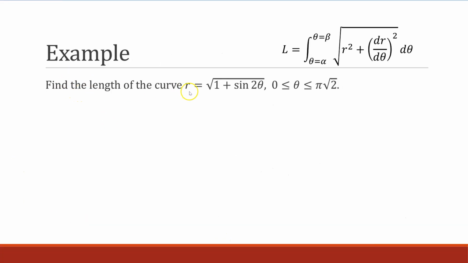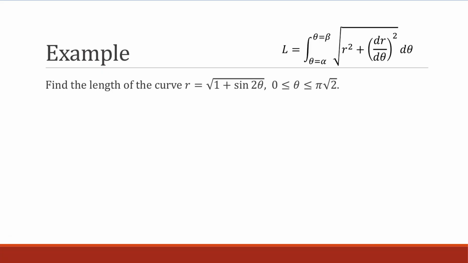Let's find the length of the curve r equals the square root of 1 plus sine 2 theta, where theta is between 0 and pi times radical 2. So we have our arc length formula. It's really just a matter of substituting in, and then we are going to start to practice our integration since we just did a lot of setup earlier.